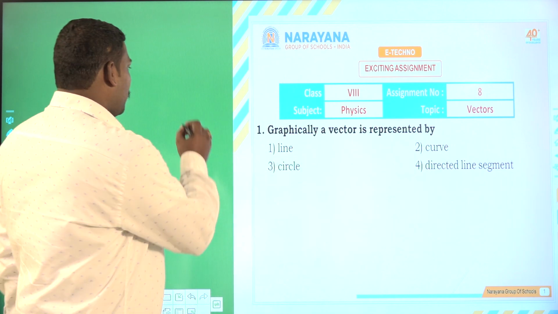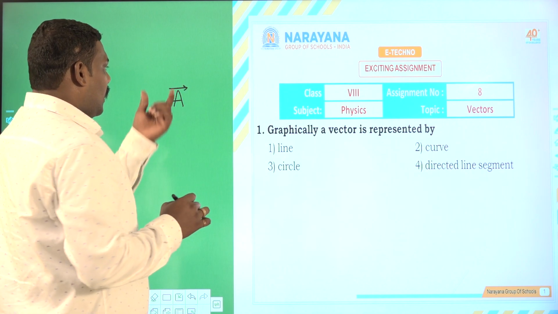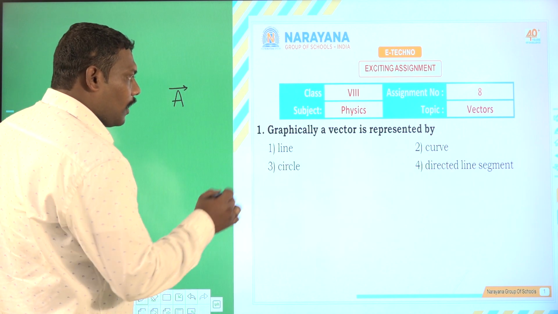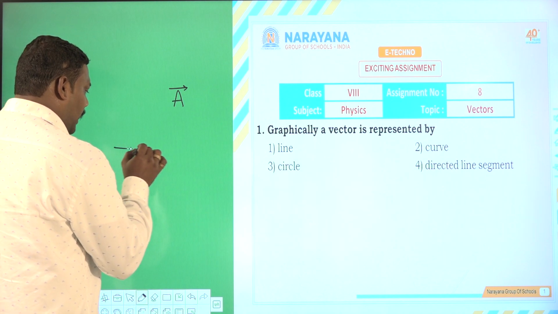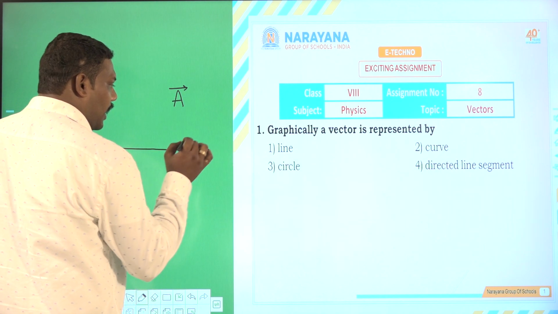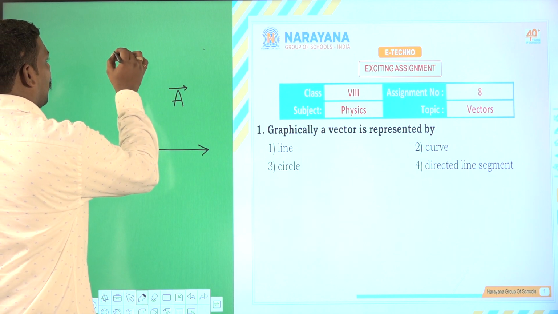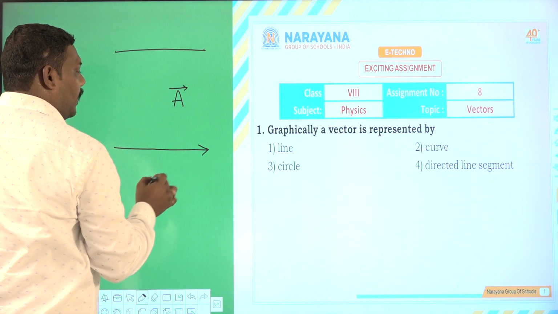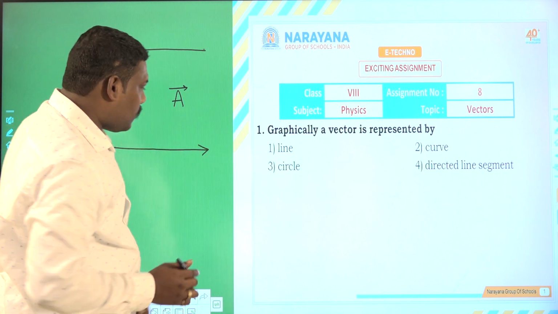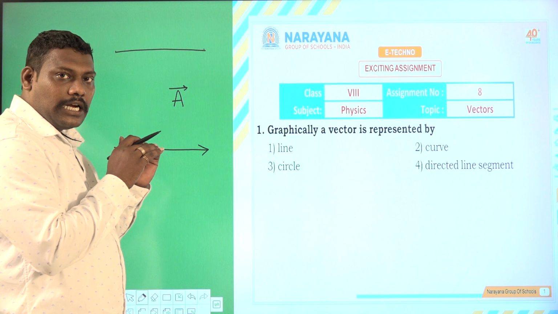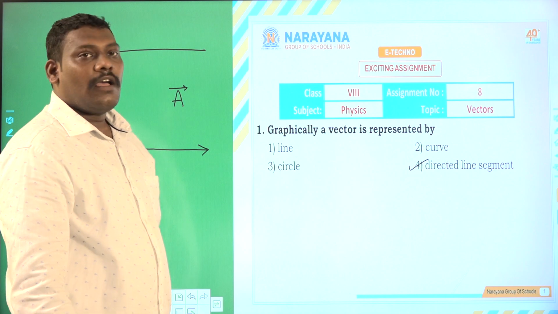Okay. Now the general notation of vector, let us say this is a vector, a small arrow on it. Okay. Now here the graphical representation of vector is a directed line segment. Directed line segment. In mathematics, you know line segment is from one point to another point. A line from one point to another point. But here directed line segment means as vector we need direction also. So this arrow mark indicates the direction. So the directed line segment is the graphical representation of a vector.